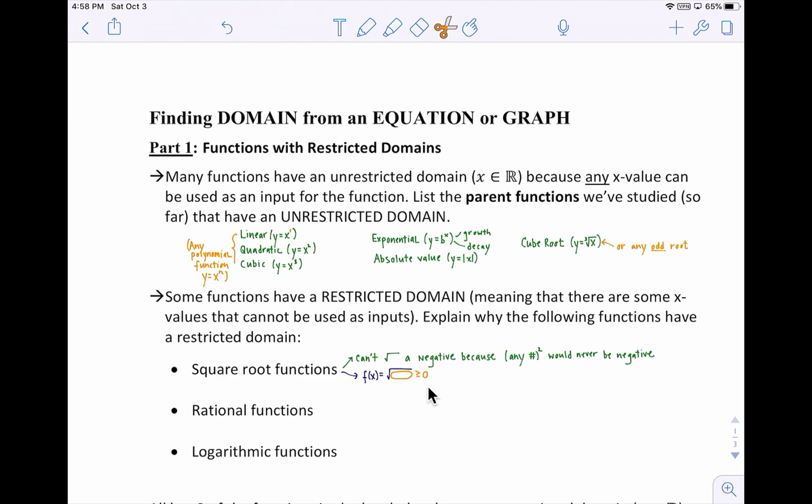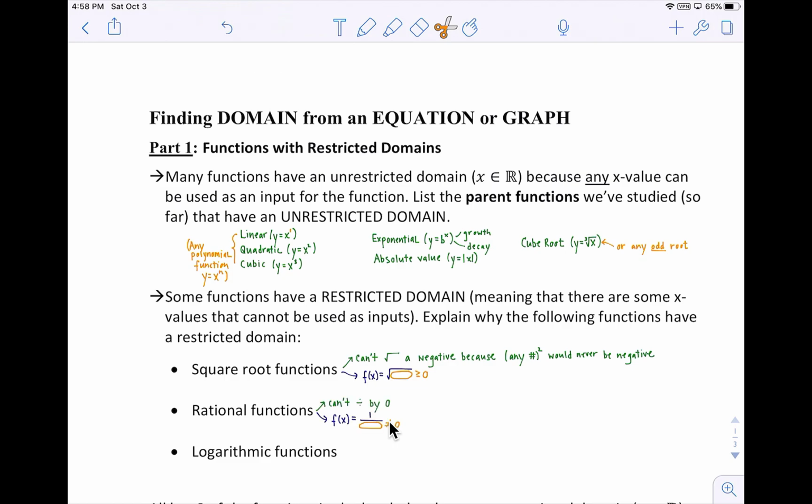So another way to think of that then is that whenever you see a square root symbol in an equation, whatever's underneath that square root has to be 0 or bigger. It can't be negative. We have to force it to be 0 or bigger, or we're going to end up with issues when we try to take the square root. Okay, the rational function, that's the one that is essentially a division problem.